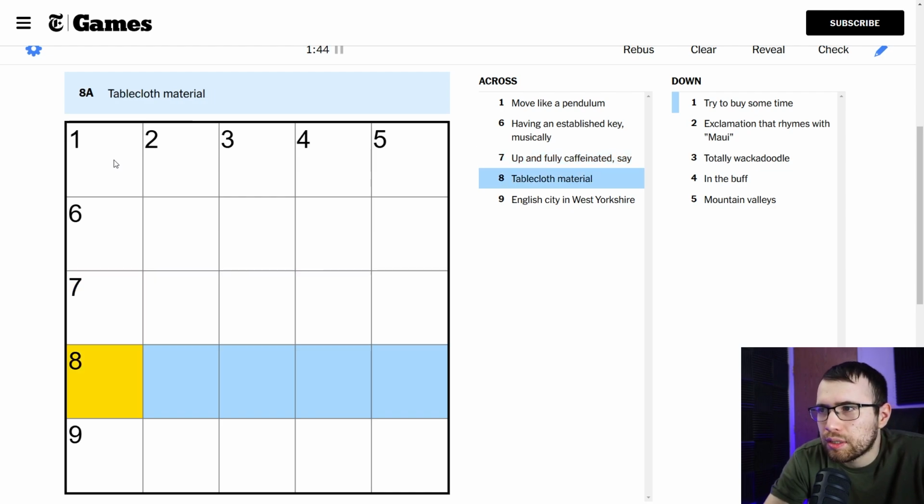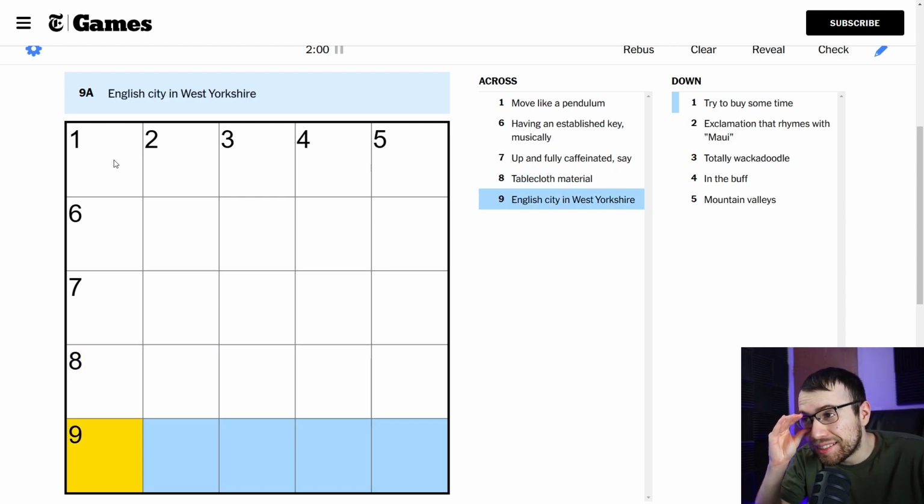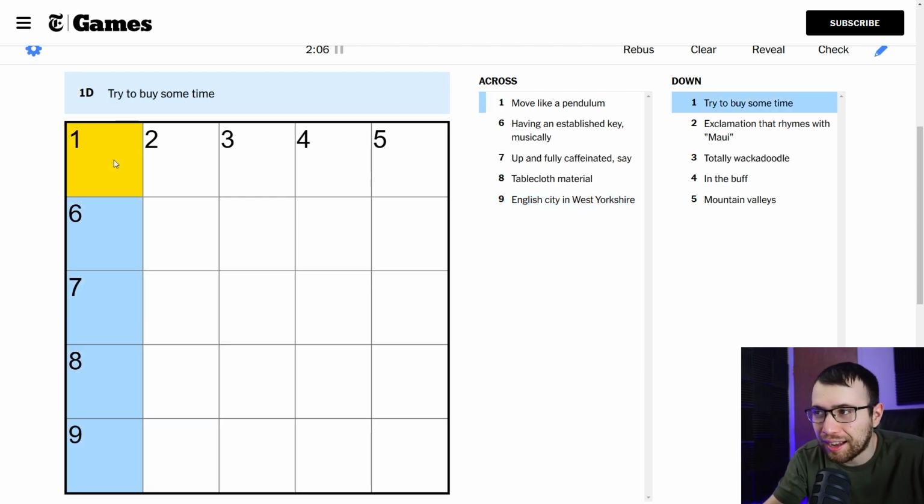I don't know. Tablecloth material. What are tablecloths made out of? I don't know. English city in West Yorkshire. I don't know English cities. I don't even know half of American cities.